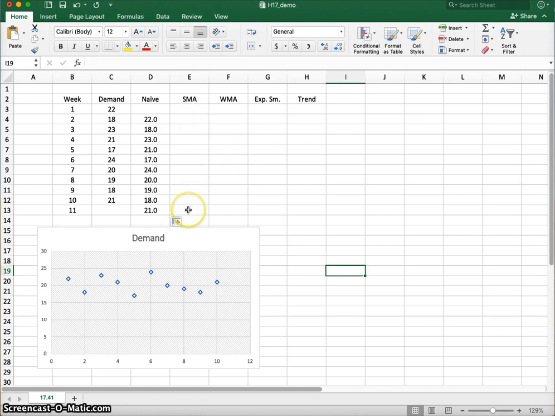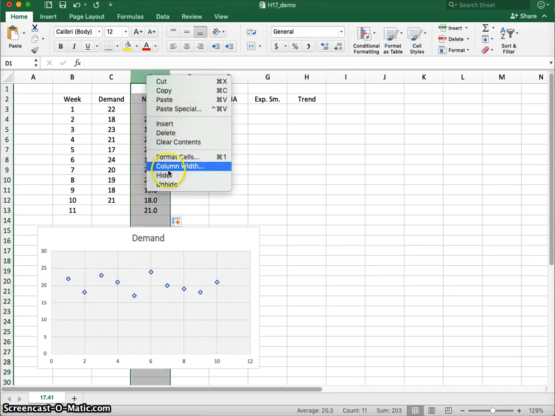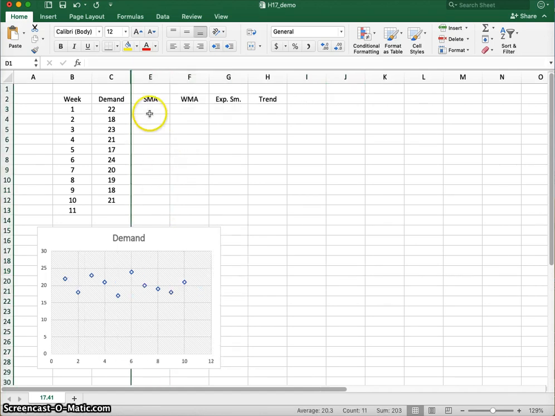All right, the next simplest method is called a simple moving average. So if we were forecasting, let me hide this just so we don't get confused. Okay, in a simple moving average, we're going to do a 3-week moving average. Now, it could be a 2-week average, a 4-week average, a 5-week average. 3 is common. And all that means is instead of just forecasting next period based on period 10, we'll take an average of the most recent 3 periods, 8, 9, and 10.